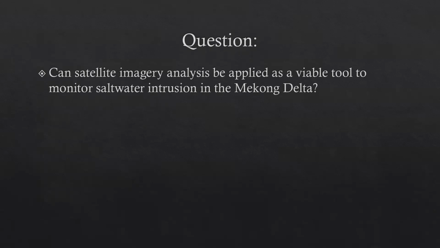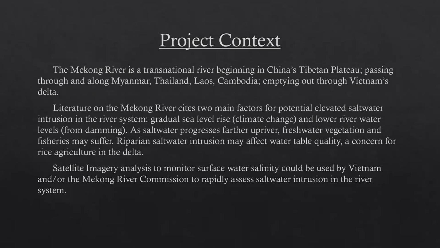So the question I ended up forming was, can satellite imagery analysis be applied as a viable tool to monitor saltwater intrusion in the Mekong Delta? My background is in Asian studies. It's focusing on governments, cultural activities and attributes, ethnic policies, and environmental management and how they intersect. So I wanted to have a project that took me back to looking at something in Asia while applying a GIS analysis to it. That leads me back to the Mekong River.